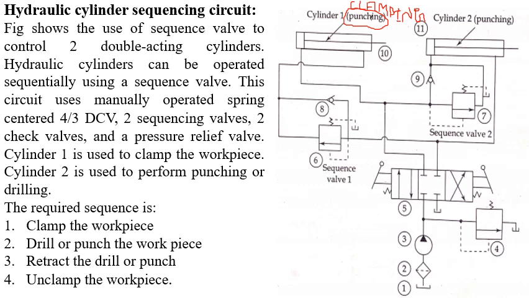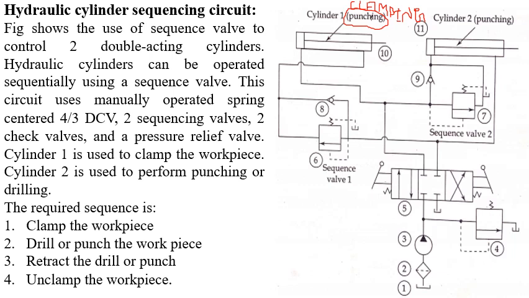Here there is a sequence of operation like this. First cylinder 1 will extend, next cylinder 2 extends, third cylinder 2 retracts, and next cylinder 1 retracts. I will repeat: cylinder 1 extended, cylinder 2 extended, cylinder 2 retracted, cylinder 1 retracted. This is the sequence of operation in this circuit.